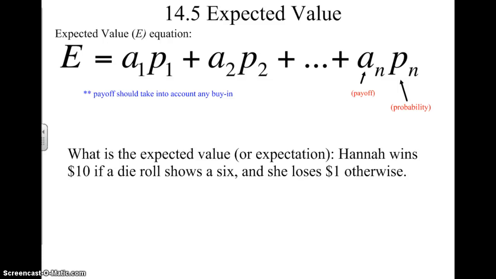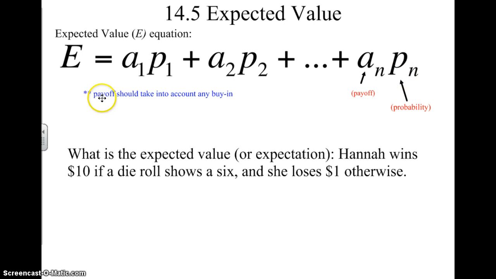Let's get started. This equation right here is the expected value equation. So what it's saying is that the expected value, which is what you expect to earn when you're doing probability, when you're playing a game or something like that, will be equal to the payoff for your first probability times that probability, plus the payoff for your second probability times that probability, and so forth for how many different situations that you are.